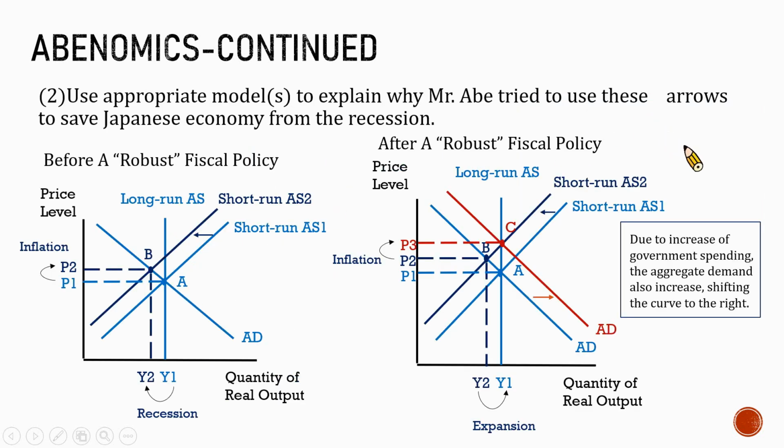And this is the second arrow, a robust fiscal policy. Like I mentioned before, due to the recession, firms in Japan had lower motivation to produce or sell, so the supply curve shifted to the left and caused a recession and price inflation. And after a robust fiscal policy, due to the increase of government spending, the aggregate demand curve also increased, so the curve will shift to the right and also cause an expansion and price inflation.